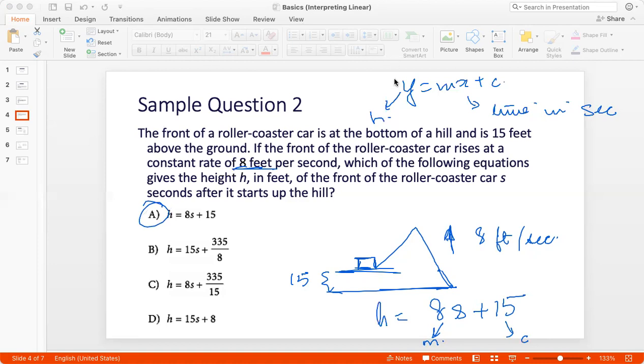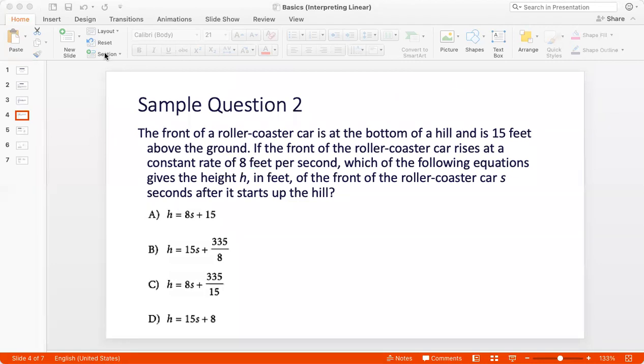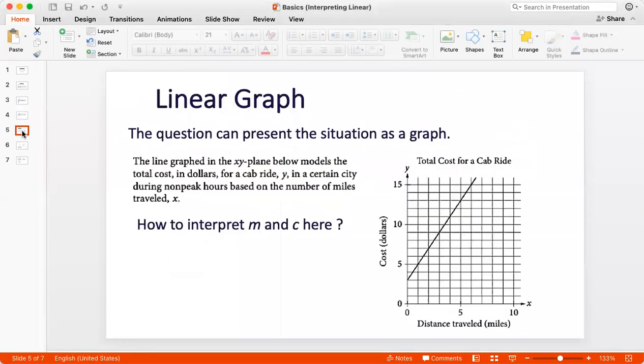Okay. So that is how you interpret a linear equation. What about a linear graph? If you're given a linear graph, how do you interpret that? So let's say I have a question here. The line graphed in the XY plane below models the total cost in dollars for a cab ride in a certain city during non-peak hours based on the number of miles traveled. So the x-axis is the number of miles and the y-axis is the total cost for the ride.